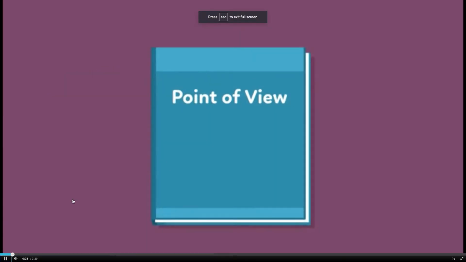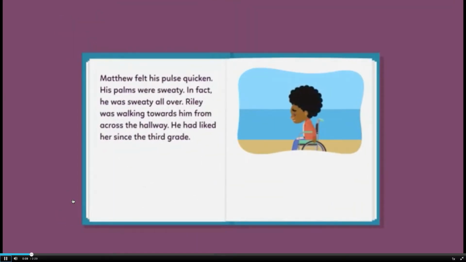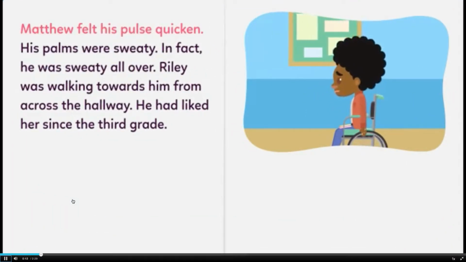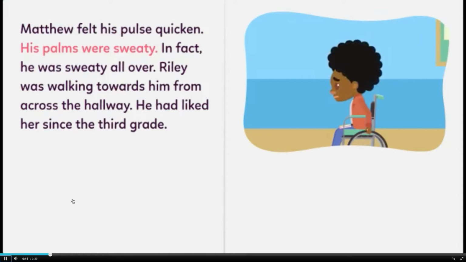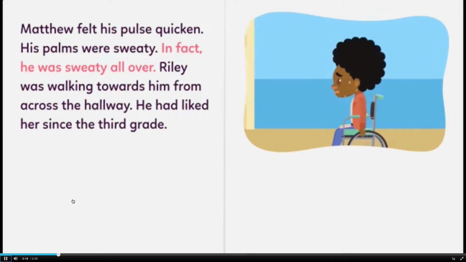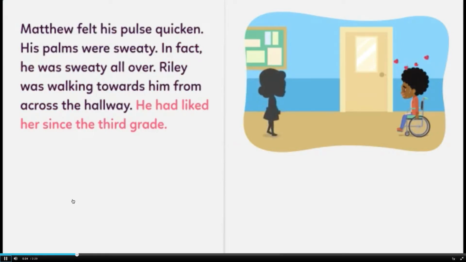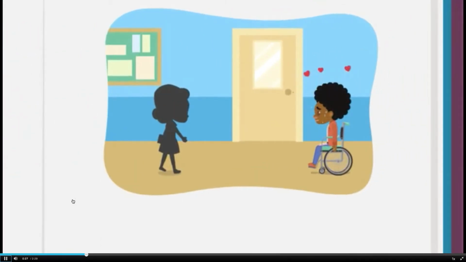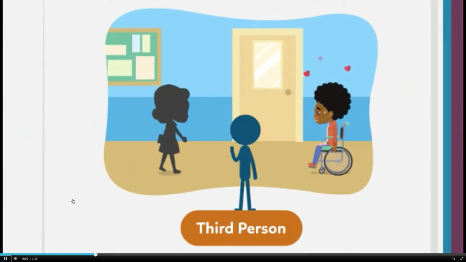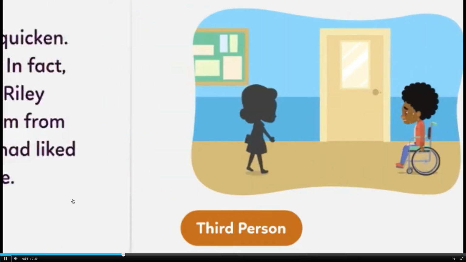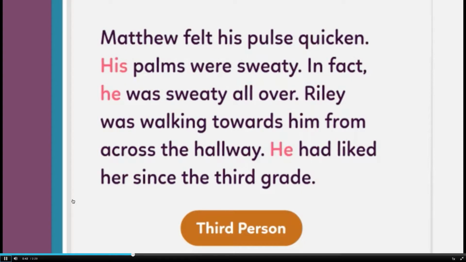When you read, the point of view matters. It's the perspective from which a story is told. Take this story, for example. Matthew felt his pulse quicken. His palms were sweaty. In fact, he was sweaty all over. Riley was walking towards him from across the hallway. He had liked her since the 3rd grade. This is written from the third person point of view. That means the person telling the story, the narrator, isn't the main character. The narrator is telling the story from an outside perspective. Words like his or he or the name of the character tells us this is written in third person.